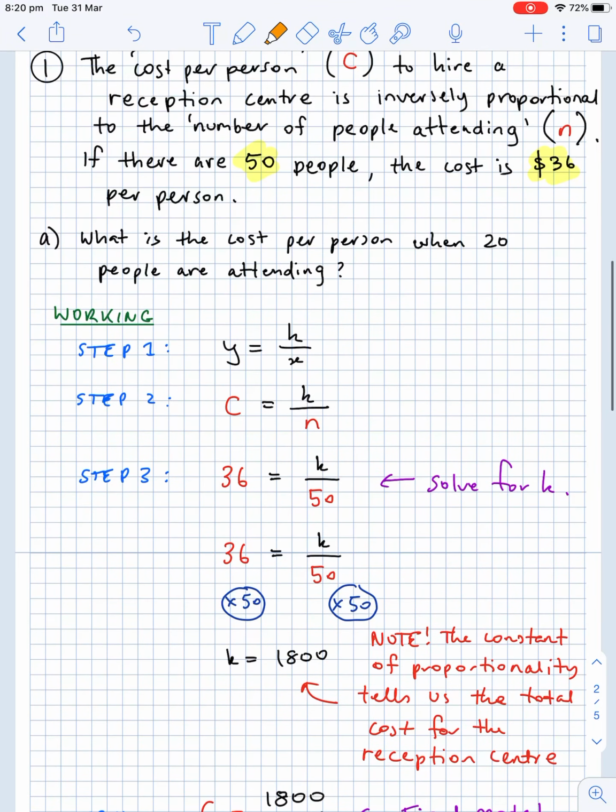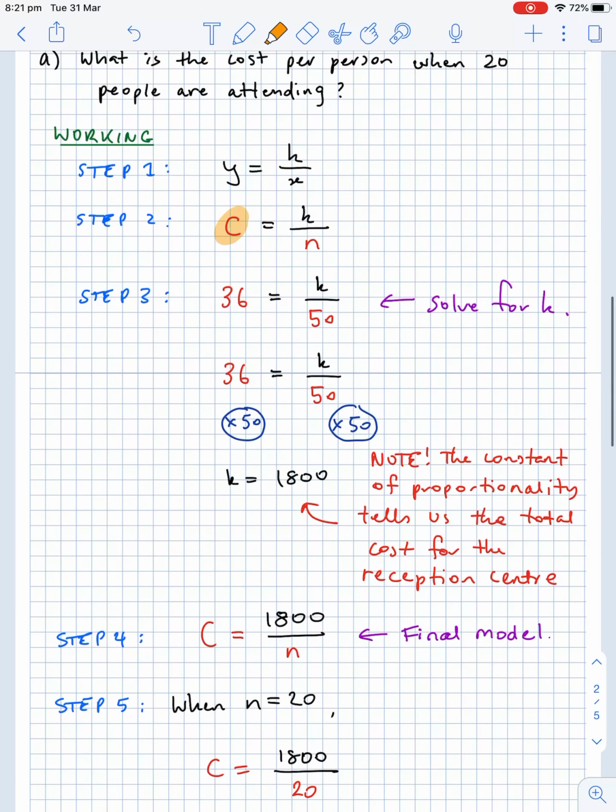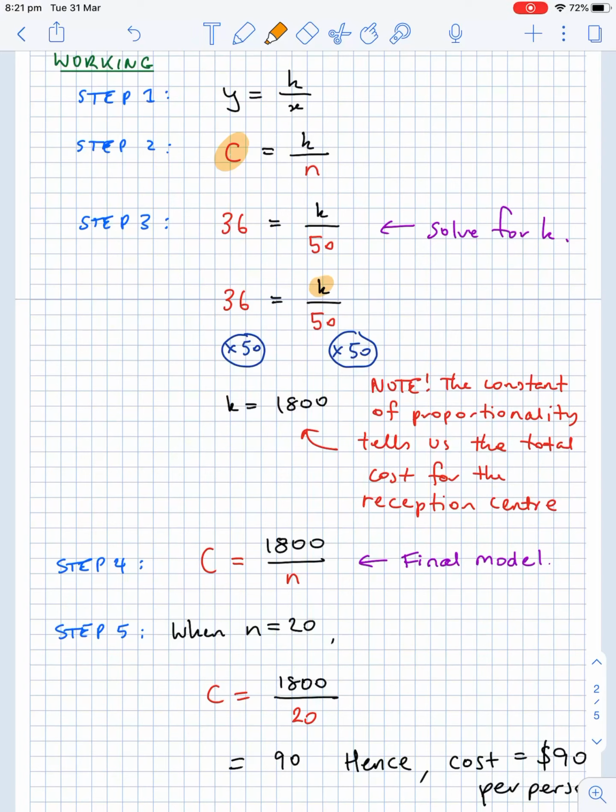Okay, step number 3, we need to use our information. So if n is 50, then the cost is 36. So we substitute these values for cost, 36, and n, 50. And we use this equation to figure out what our k is. So we've got to solve for k. The way to get k by itself here is to multiply both sides by our 50. That will get us k is equal to 1,800.